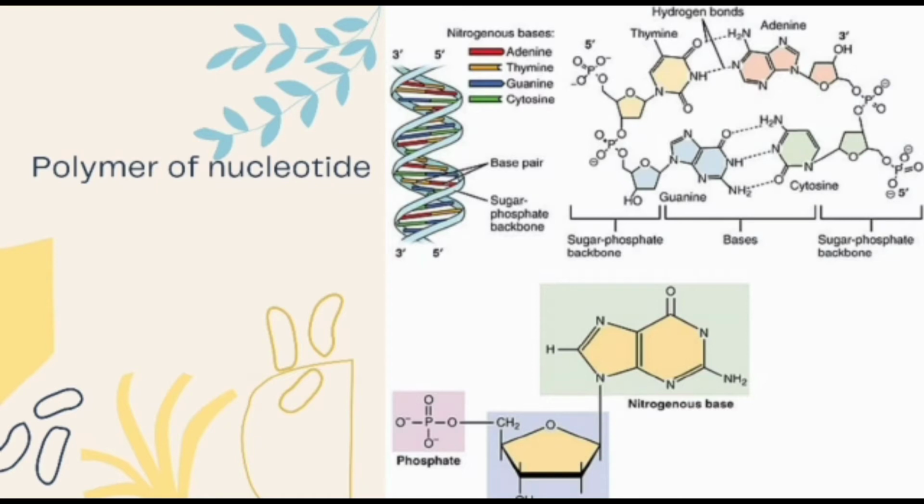The chain has two distinct ends, a 3 prime and a 5 prime, and at the 3 end the carbon 3 of the deoxyribose is closest to the end. At the 5 end the carbon 5 of the deoxyribose is closest to the end.